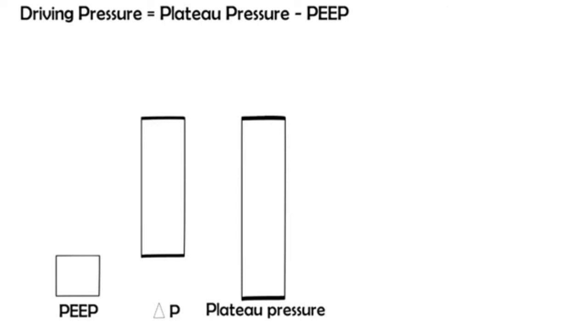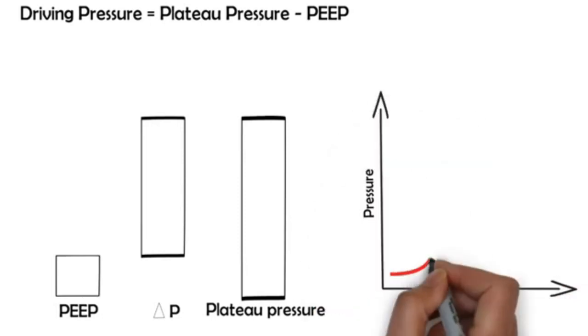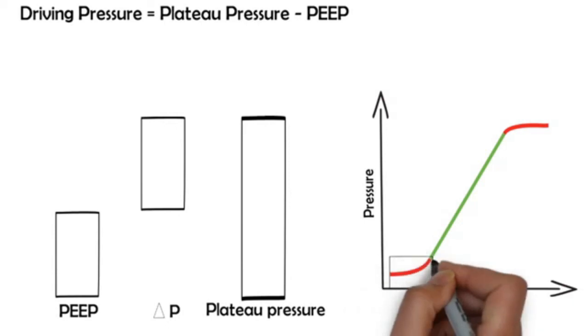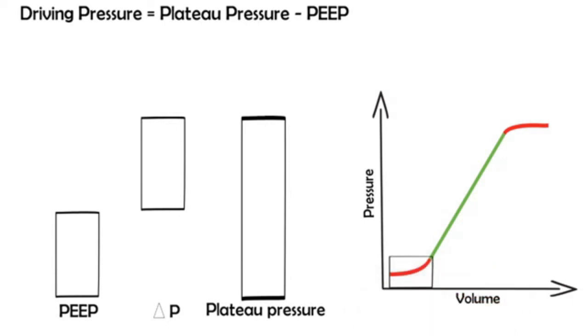Let's try. And while we are at it, let's also try to correlate it with our old friend, the PV curve. You can start by increasing the PEEP. Since driving pressure is the plateau pressure minus the PEEP, increasing the PEEP will reduce the driving pressure. As long as this is working for you, you know that you're in the zone of underinflation. An additional PEEP will be helpful.